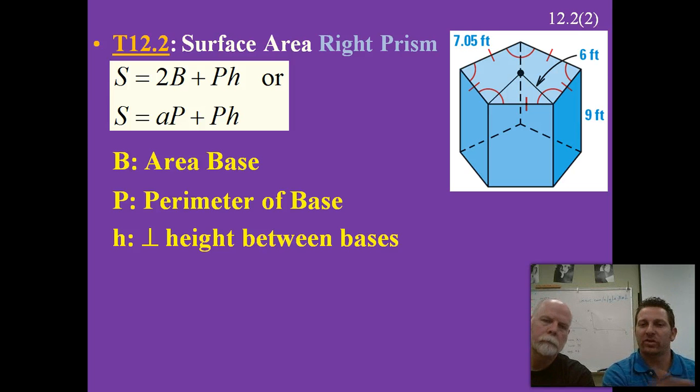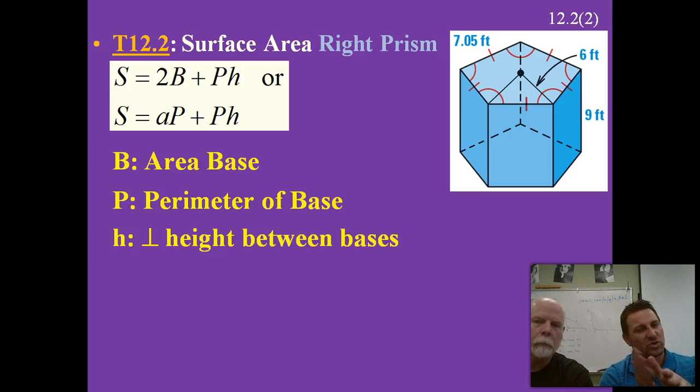Or if you have the one on the right here, this pentagon, we have to go back and use our apothem times the perimeter of that pentagon, plus the perimeter of the pentagon times the height between bases. So if you look at the key underneath there in yellow, B stands for the area of the base, P stands for the perimeter of the base, and h is now the perpendicular height between bases.